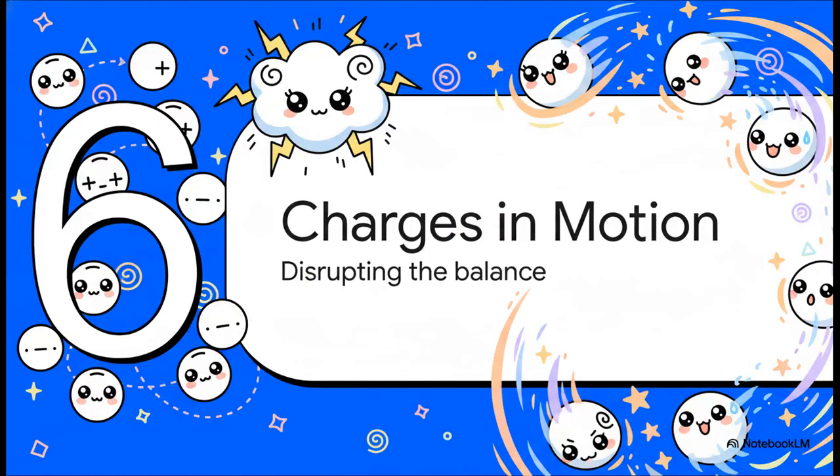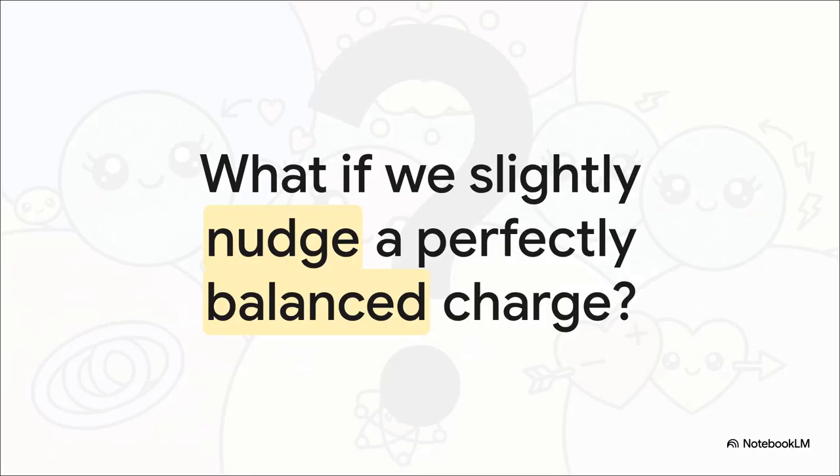Now for our final section, section 6, charges in motion, disrupting the balance. Try to really visualize this for a second. You've got a positive charge sitting dead center between 2 other identical positive charges. It's just hanging out in perfect, happy equilibrium. The net force is exactly 0. Now, what happens if we reach right in there and give that center charge a tiny slight nudge directly toward one of the outer charges?